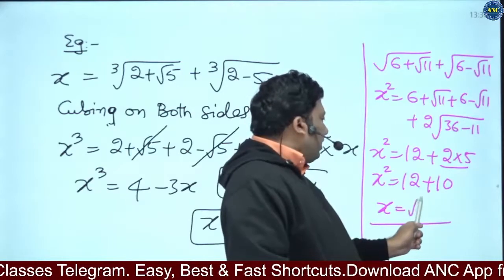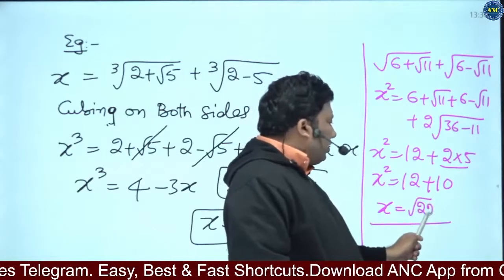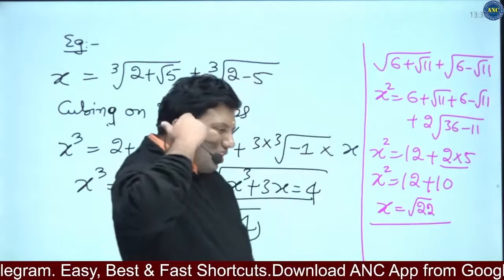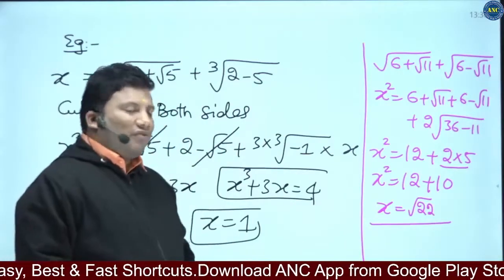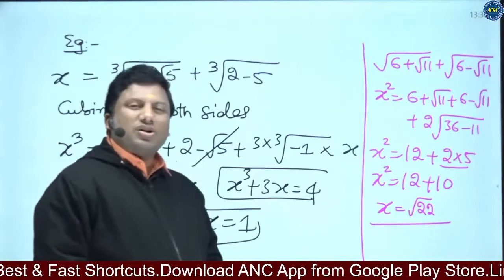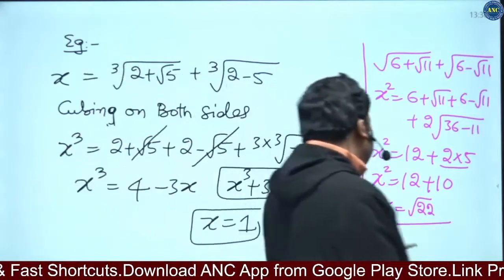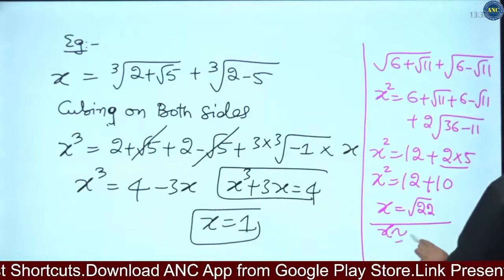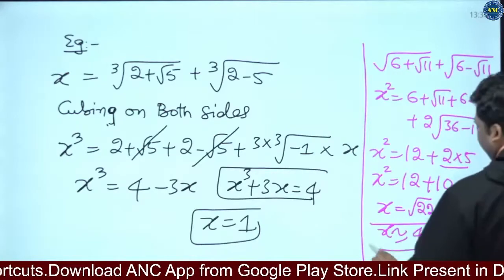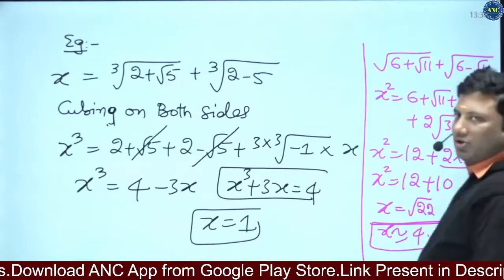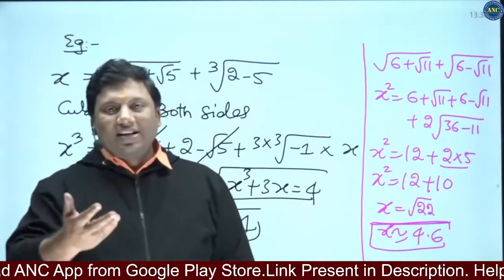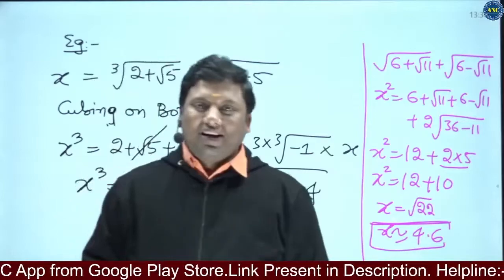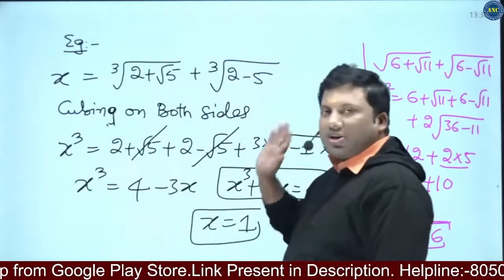So x square equals 22, and x is root of 22. What will be the nearest value? 4.6 whole square is 21.16. So the answer is very close to 4.6. Initially, I did it for a cube root. I realized that I am getting the square root of 25 easily, so I did the square root question also.